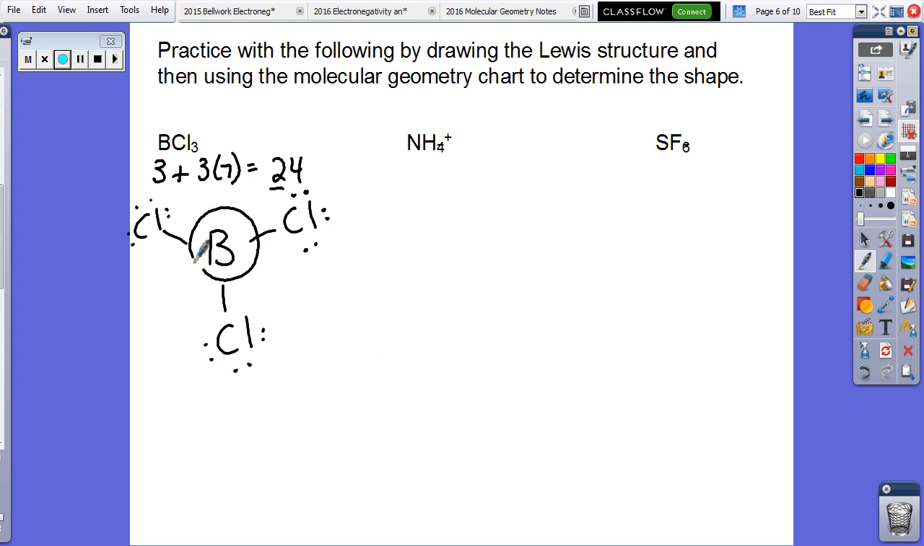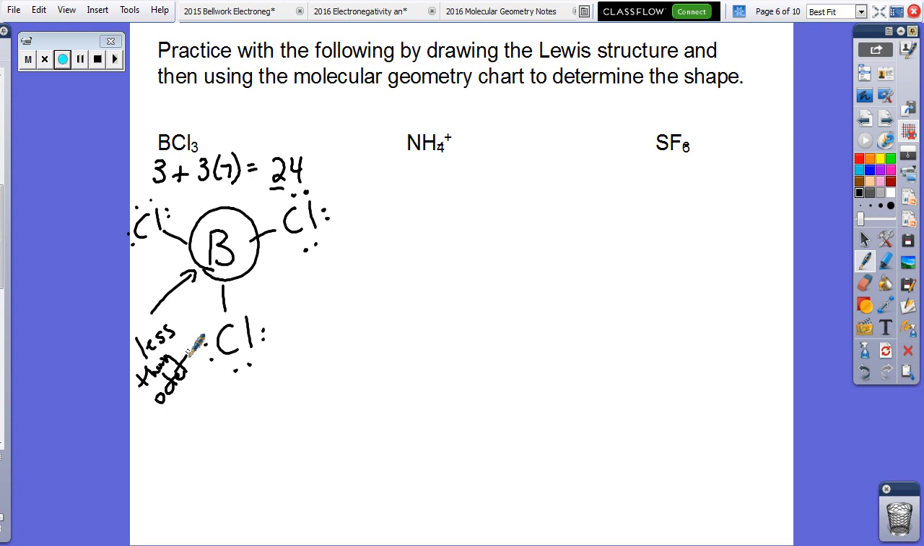Boron is one of our few exceptions that can actually have less than an octet, and it's okay. It can hold less. It's a very unstable molecule because of that, but it can hold less than an octet and form that compound. All right, now our job here is to figure out the shape.